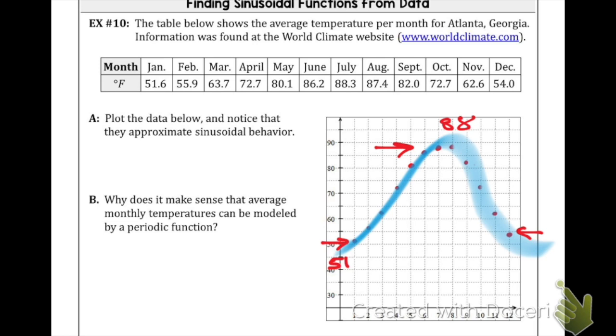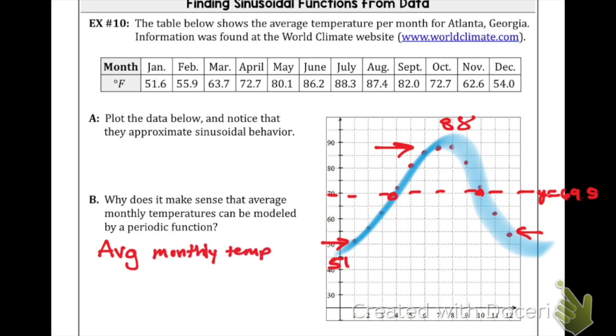Adding that to 51 puts our midline around 70. Well, I guess it's about 69.5. 69.5, right? So these would be your points of reflection happening right around there. All right, so there's our graph. So why does it make sense that the average monthly temperatures can be modeled by a periodic function? I would say something like average monthly temperatures.